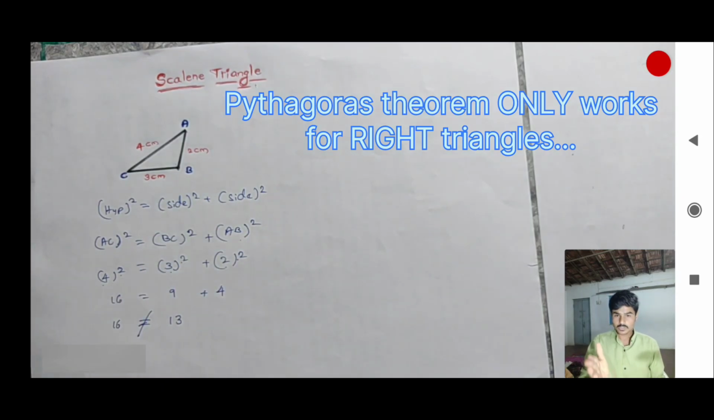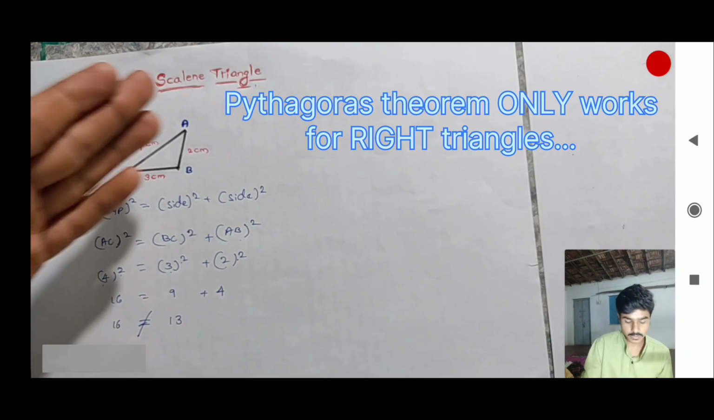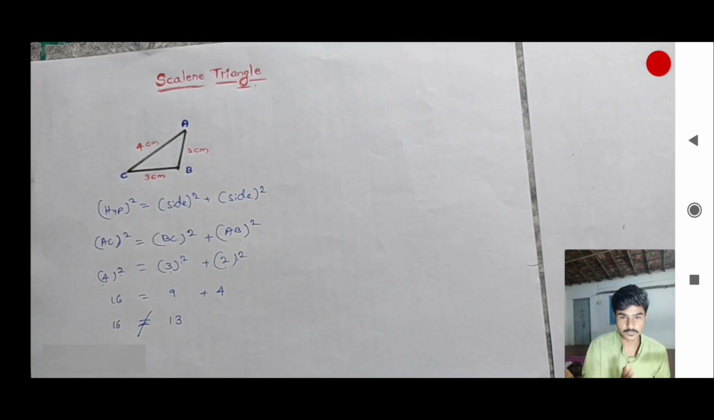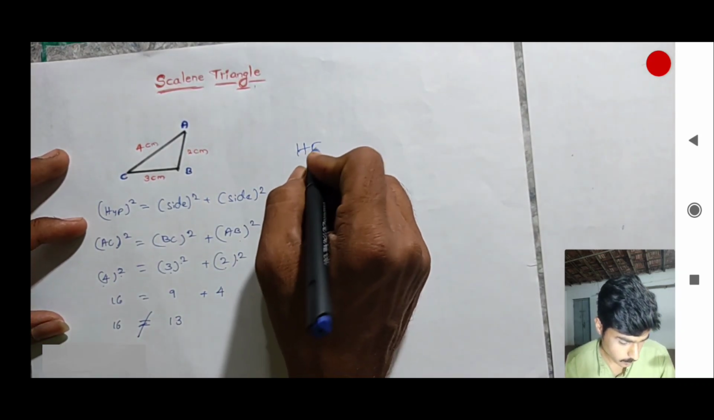So if in an exam they have given a scalene triangle and they say find the area of this triangle, here you can't apply the basic formula, that is half into base into height, because though we have the value of base here, we don't know the value of height. If we don't know the value of height, we can't apply the basic formula. So that is where Heron's formula helps us.